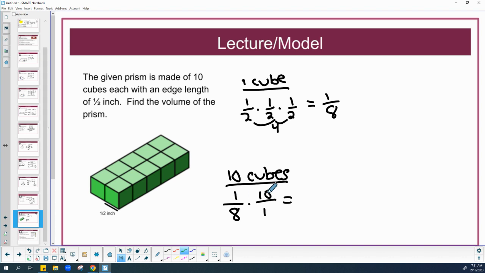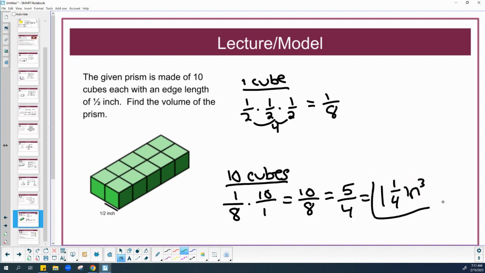1 times 10 is 10. 8 times 1 is 8. 10 over 8 is 5/4, which is 1 1/4 inches cubed. Again, volume is always measured in cubic inches.